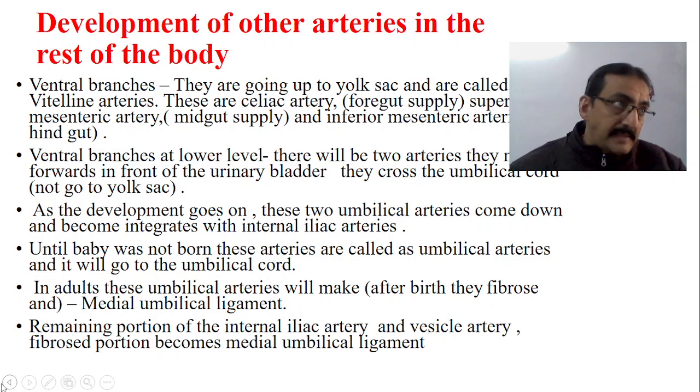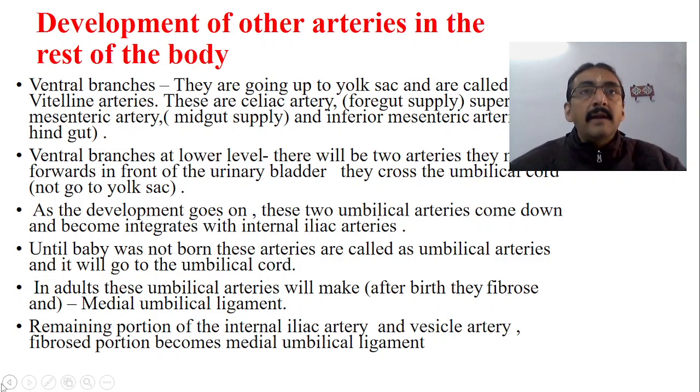Now the ventral branches are another set of arteries. They go to the yolk sac and connect with the yolk sac, and they are called vitelline arteries. So what are these arteries? The celiac artery will supply the foregut area, the superior mesenteric artery will supply the midgut area, and the inferior mesenteric artery will supply the hindgut area.